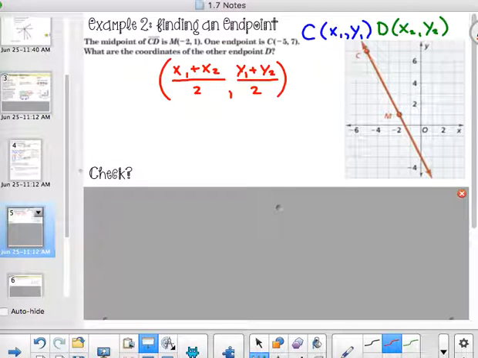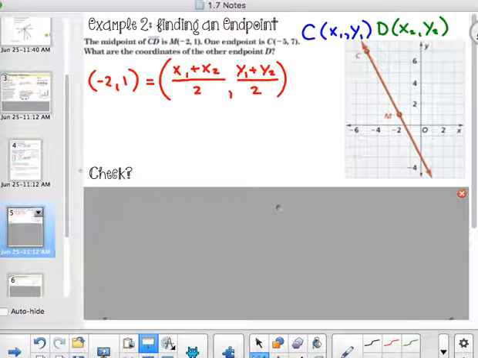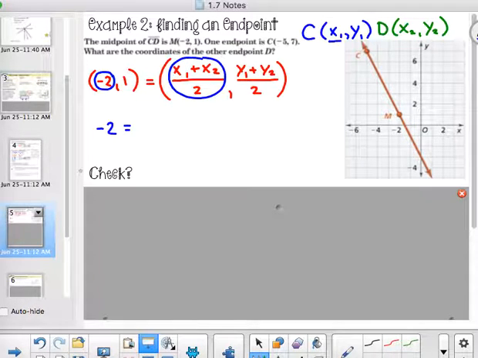Because I've been given a midpoint in this scenario, I'm going to set this equal to our midpoint, because that's going to remind me that these components are associated with the proper midpoint. So I'm first going to focus my efforts on my x values. Here are my x values. So I'm going to say negative 2 is equal to x1, which is associated with the x value of C, so negative 5, plus I don't know the x value of the coordinate D. So now what I have is an equation to solve for the x value of D.